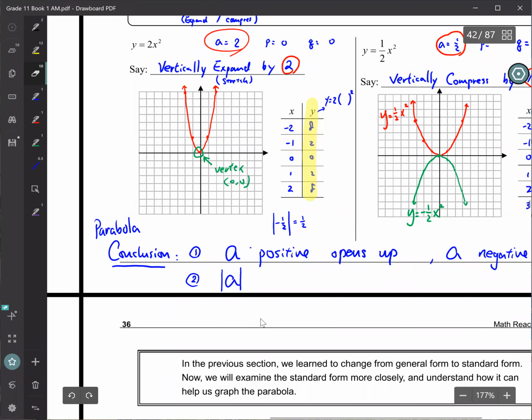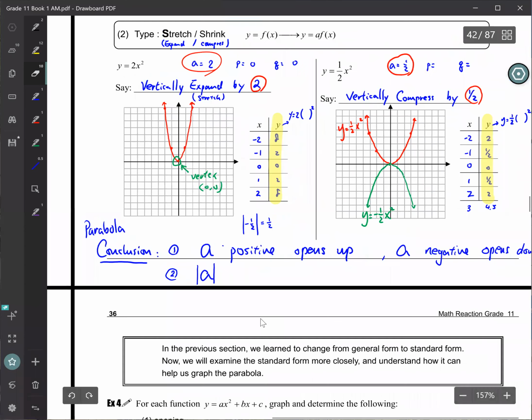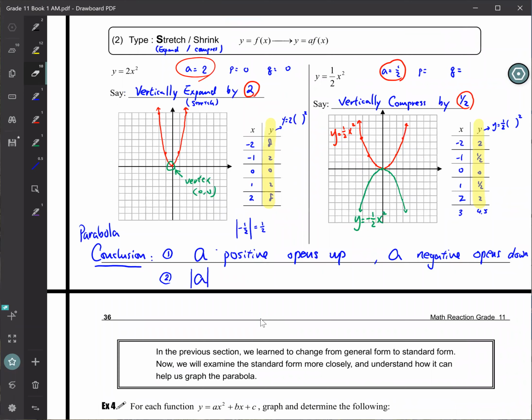Okay, yeah, can I copy the thing down? Yeah, the notes at the bottom. Yeah, okay.